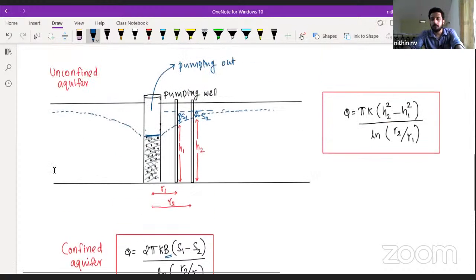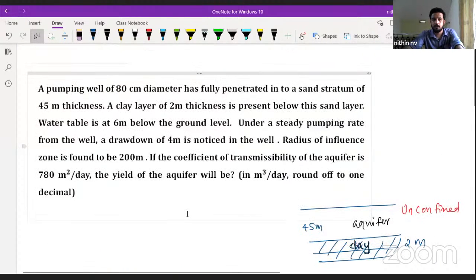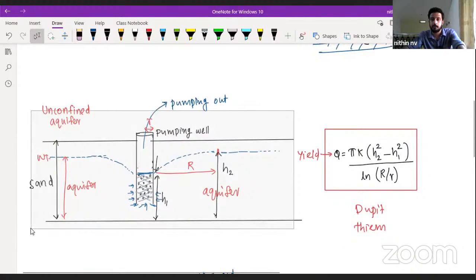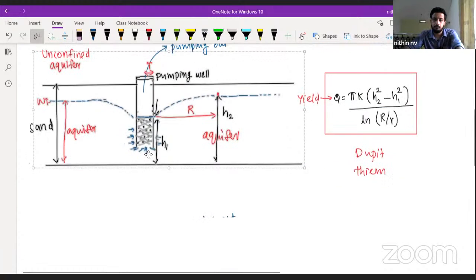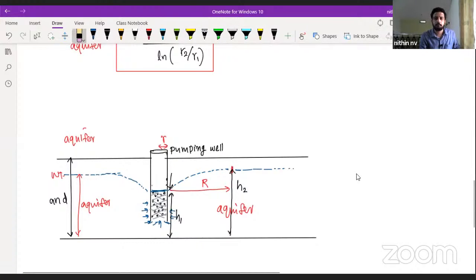So what is our question? In this question, they have given that the water table is at 6 meters below. A drawdown of 4 meters is noticed in the well. The radius of influence zone is given, which means it is based on this first figure. They have not given any observation wells. Depending on the data, we select the equation. So I'm just taking the same figure here, copy pasted.